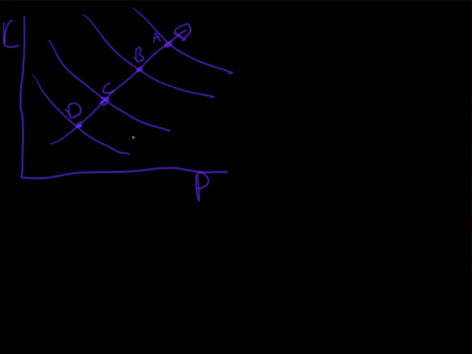So if this was my indifference curve 1, indifference curve 2, indifference curve 3, indifference curve 4, each of these has a certain level of utility or a certain happiness level associated to it. So here I might be a little upset. Here I might be indifferent. Here I might be a little happy. And anything along this curve here might make me very happy.